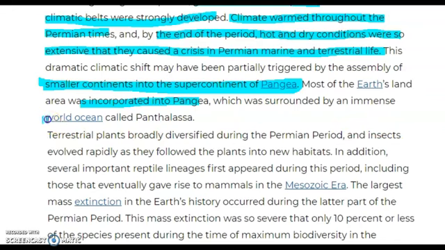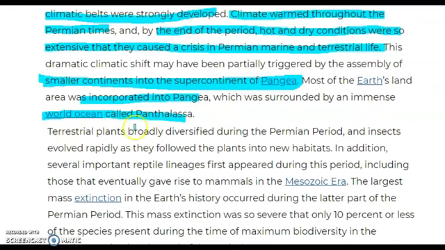And the ocean was called Panthalassa. So Panthalassa was a very huge ocean. Terrestrial plants diversified during the Permian period. Insects evolved, but their size was very small compared to the Carboniferous period, because oxygen levels were low during the Permian period as compared to the Carboniferous.